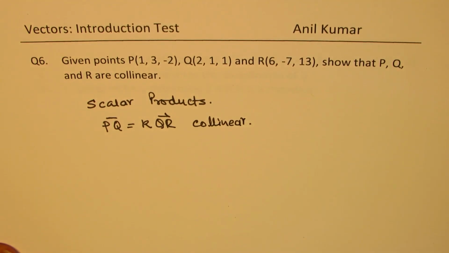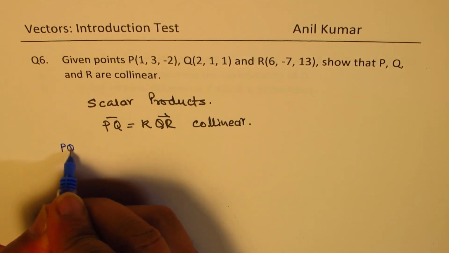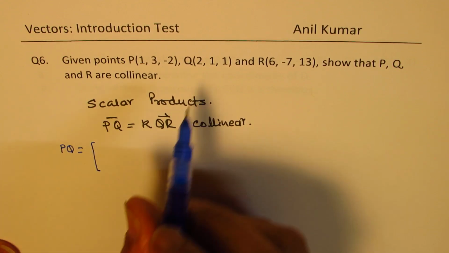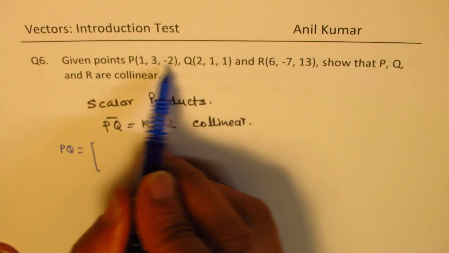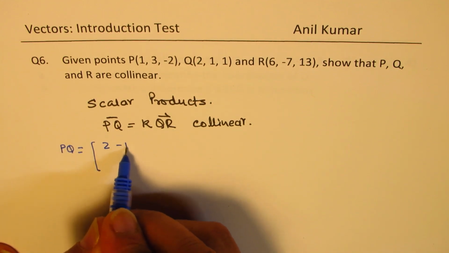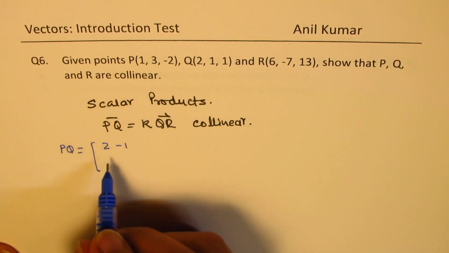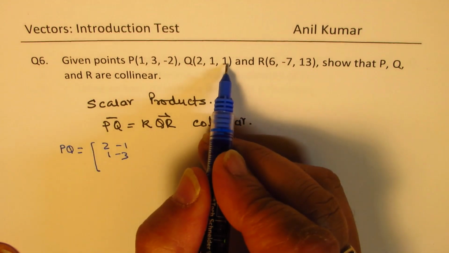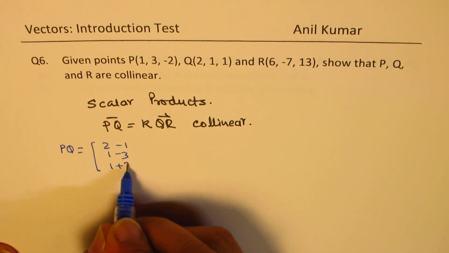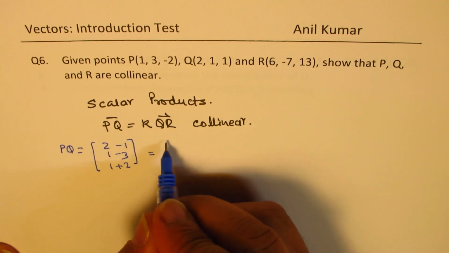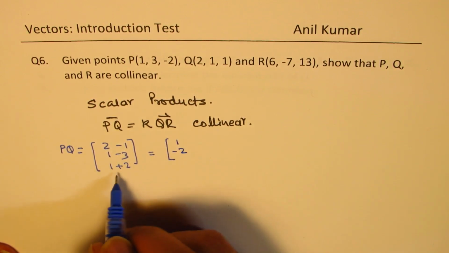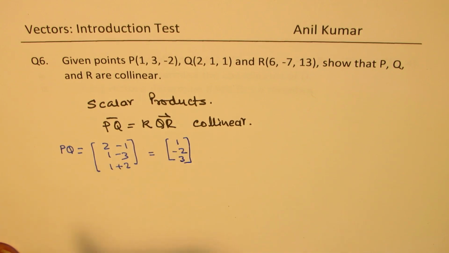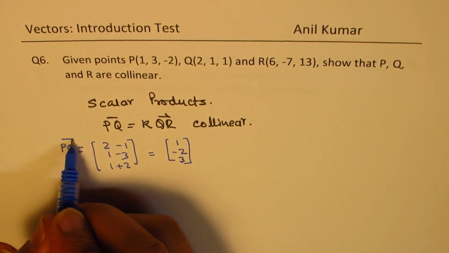So let's find what is PQ and what is QR. So PQ will be what? P to Q means X values 2 minus 1, 1, then 1 minus 3, then 1 minus minus 2, 1 plus 2, right? Which is 2 minus 1 is 1, 1 minus 3 is minus 2, 1 plus 2 is 3. Okay, so that is the vector PQ.